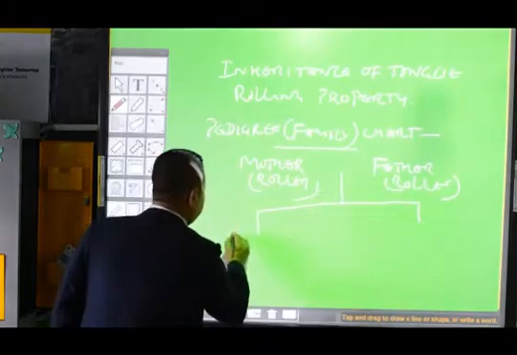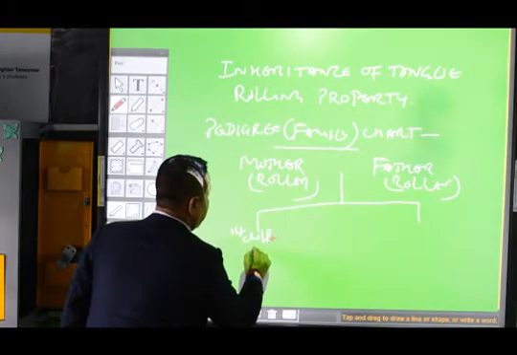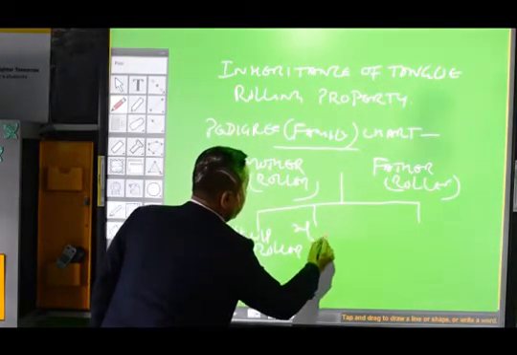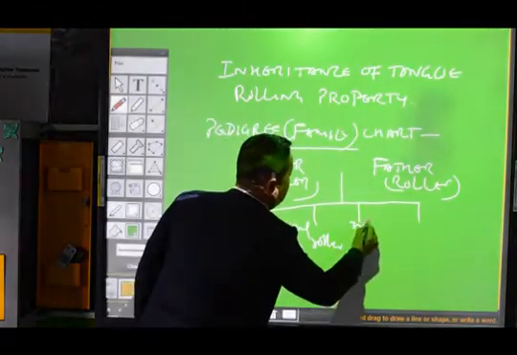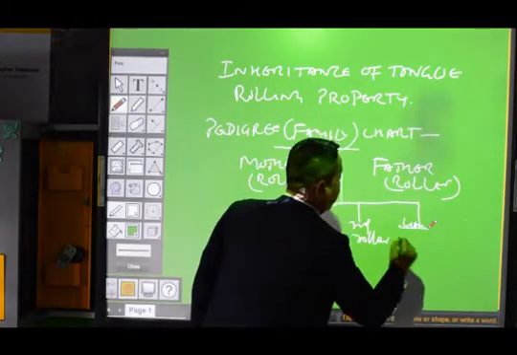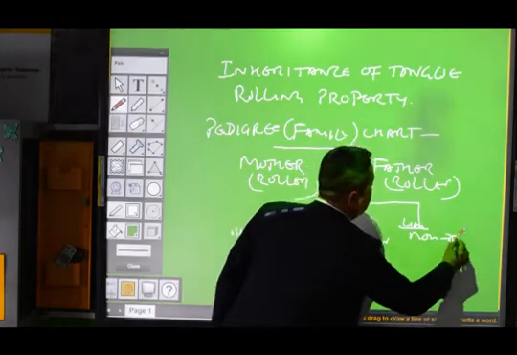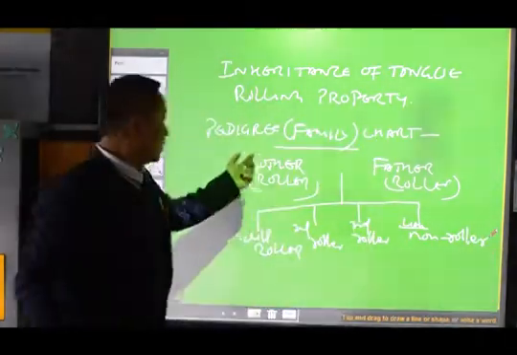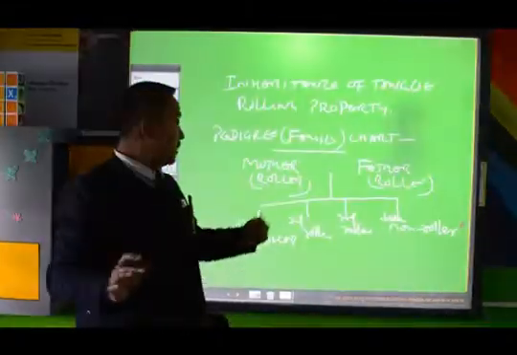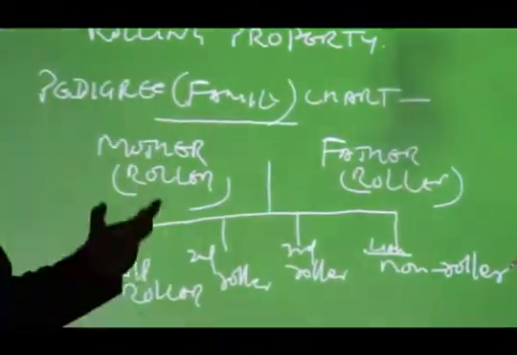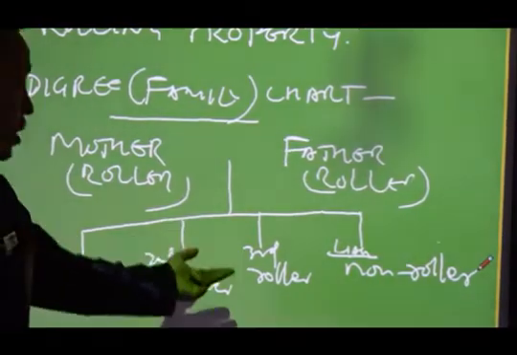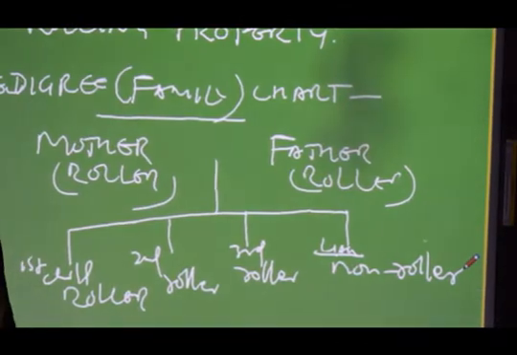out of the 4 children, the first will be a roller, the second also will be a roller, the third also will be a roller, and the fourth maybe a non-roller. Alright? Mother and father, if they are tongue rollers, their probable 4 children may have this kind of genetic setup. The first one may be able to roll the tongue, the second also, the third also, and the fourth may not be able to roll the tongue.